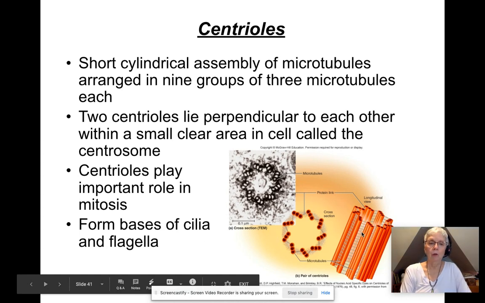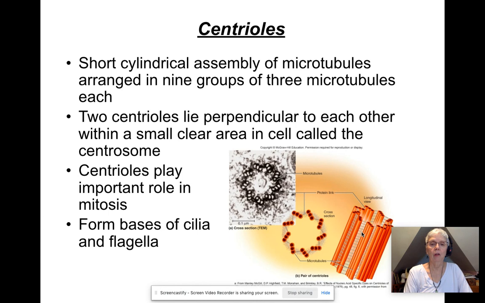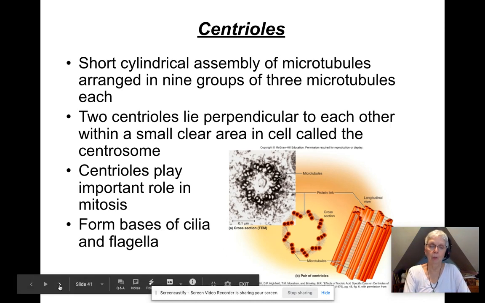Centrioles are found in animal cells, and they are just microtubules arranged in groups of nines. We find them usually just floating around in the cytoplasm until it is time to do mitosis, which means divide the cell. At that point, they move to opposite ends of the cell and they start helping with the function of mitosis. They are also the base of the cilia that we find on the outside of the cell membrane, or a flagella that we would find on the outside of a sperm.